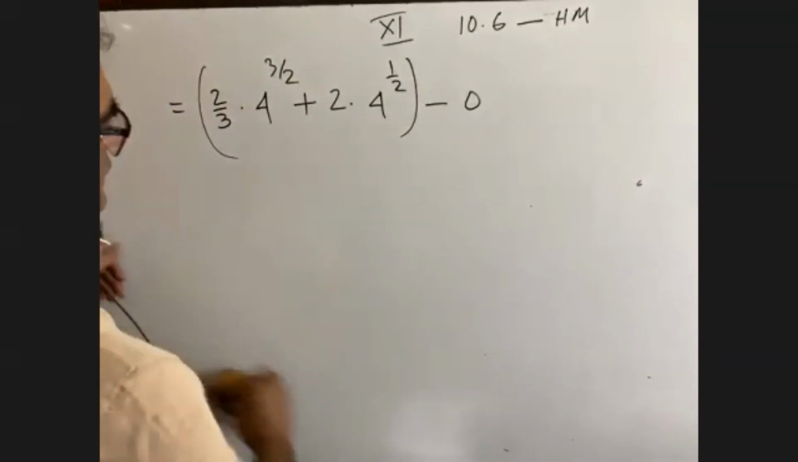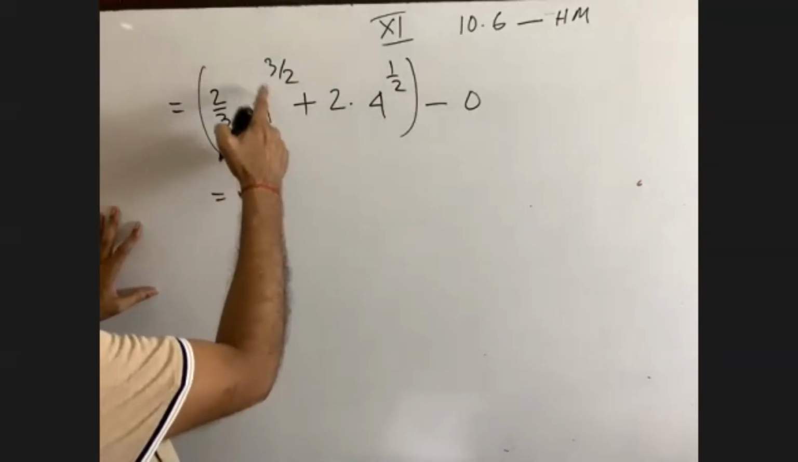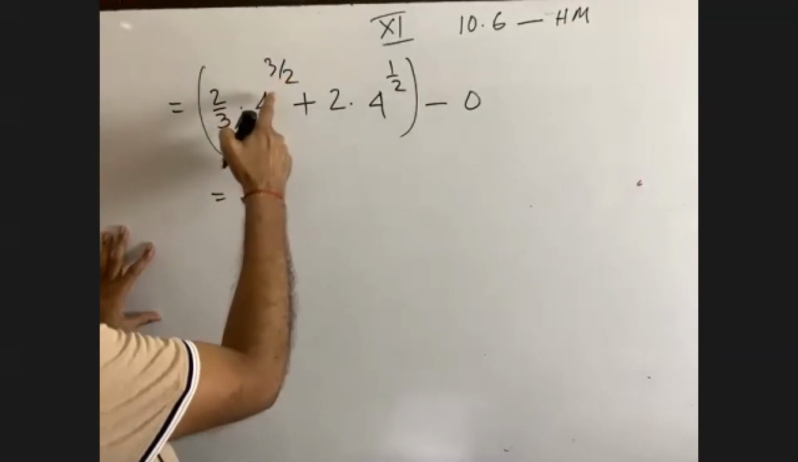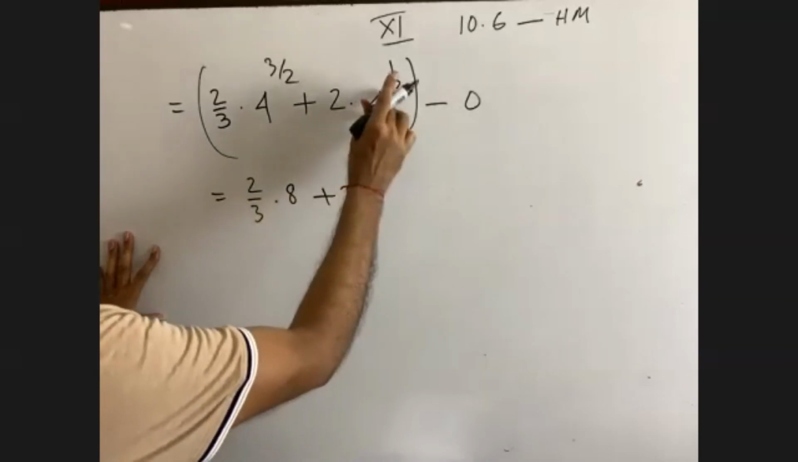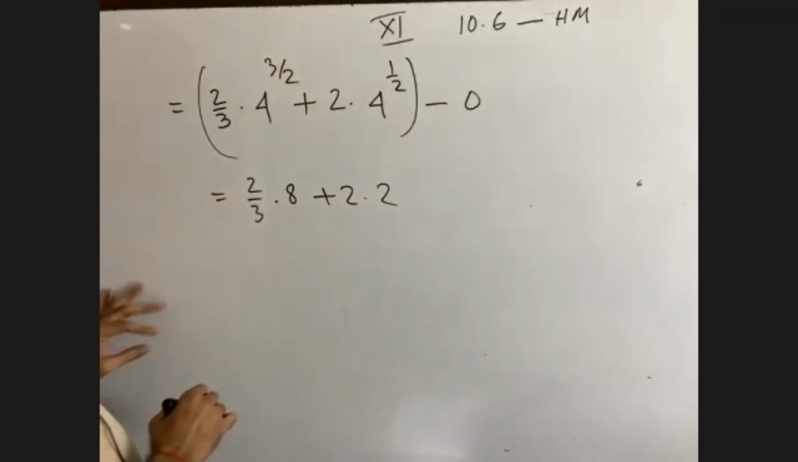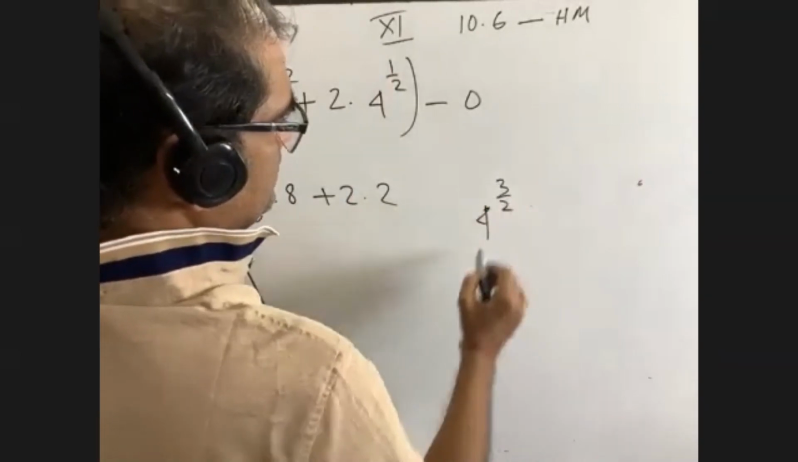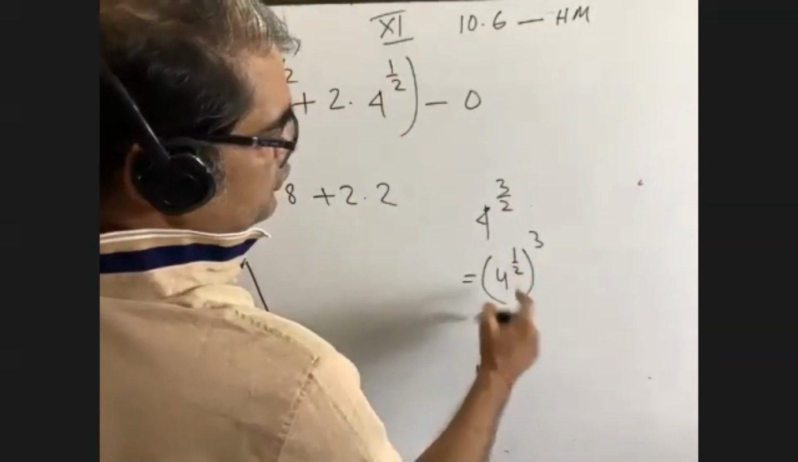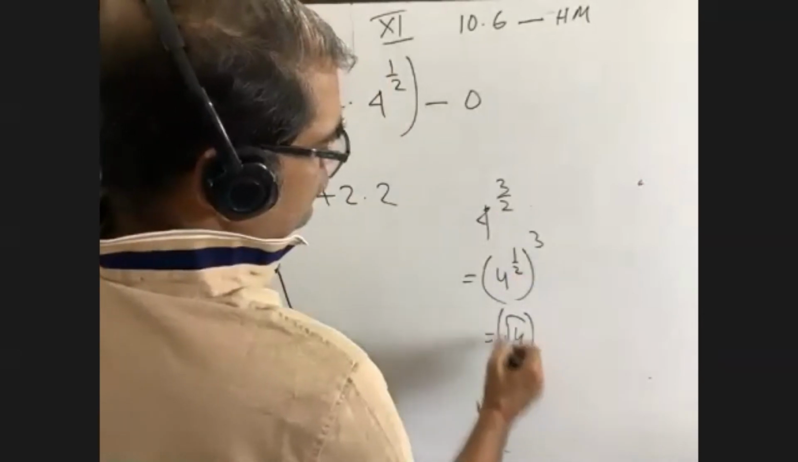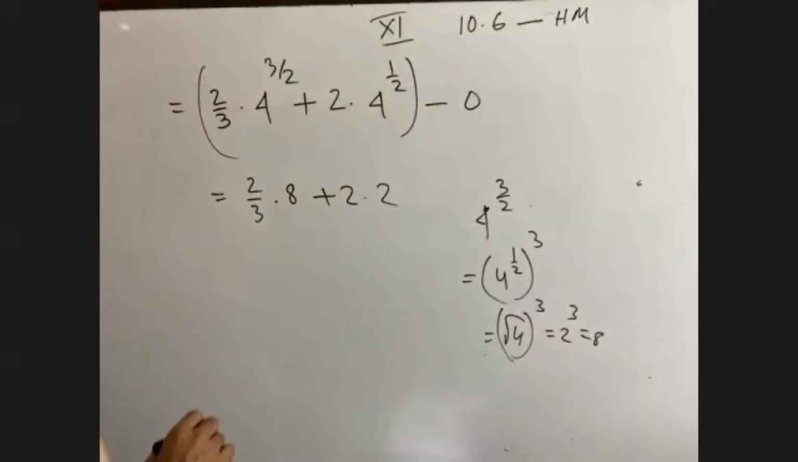Now you calculate, please. You see it is 2 by 3, 4 to the power 3 by 2. That is root over 4. Root over 4 means 2. 2 to the power 3, that is 8. 4 to the power half means 2. 4 to the power 3 by 2 means 4 to the power half, whole to the power 3. Root over 4 whole to the power 3. Root over 4 means 2. 2 cube means what? 8. Very easy and simple thing.